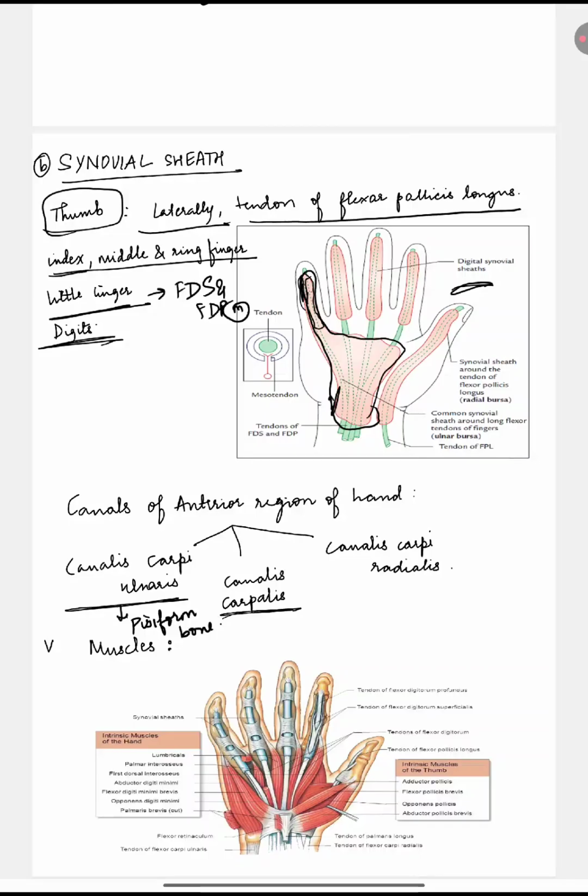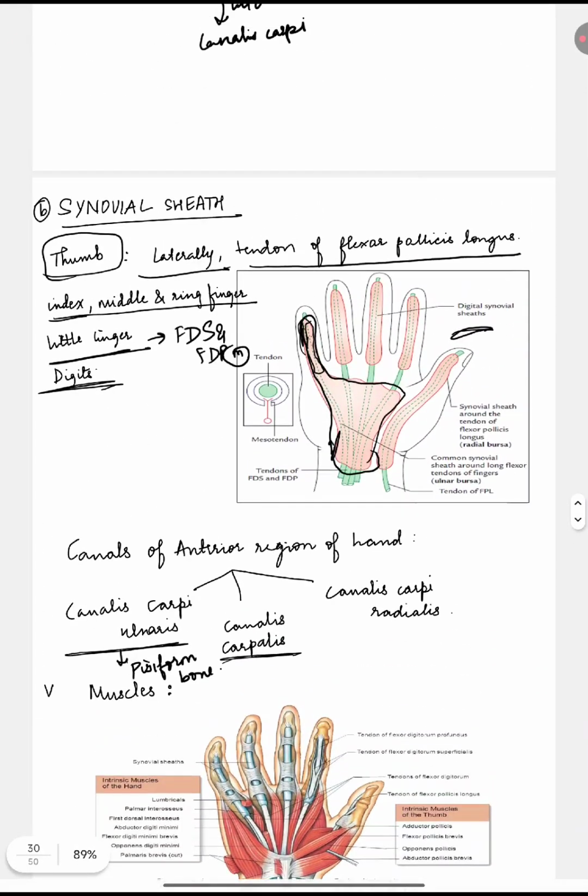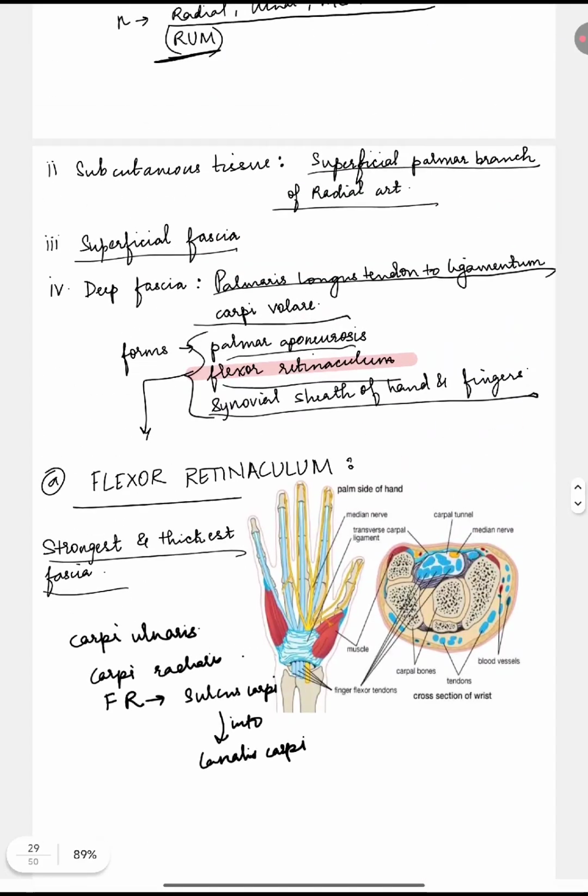Next is canalis carpalis. It forms between the flexor retinaculum and the bones: scaphoid bone, trapezium, pisiform and hamate bone. This is the carpal tunnel, canalis carpalis.